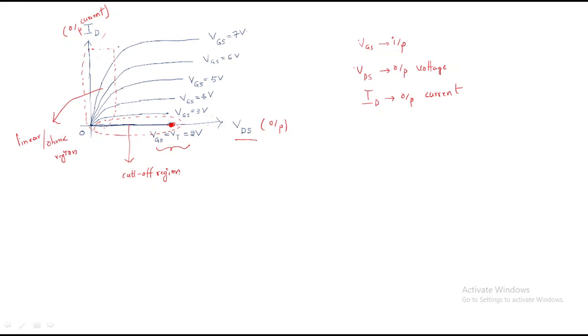And what about the remaining region? In this region, if you observe, the output current will be saturated. That means the output current will be fixed even though we are varying the output voltage. We are varying the output voltage VDS here, but the current flowing in the drain will be fixed. That's why it is called the saturation region.